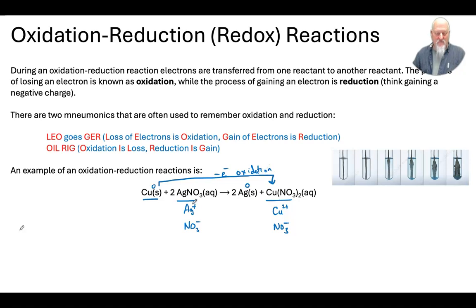On the other hand, the silver is going from +1 to 0. So the silver is +1 here, and it's 0 there, which means its charge is being reduced. So it's gaining electrons. So the silver in the silver nitrate is being reduced, or that process is reduction. Okay, so the silver goes through reduction. It gains electrons to become silver 0. And in the copper's case, the copper loses electrons to go from copper 0 to copper 2+.